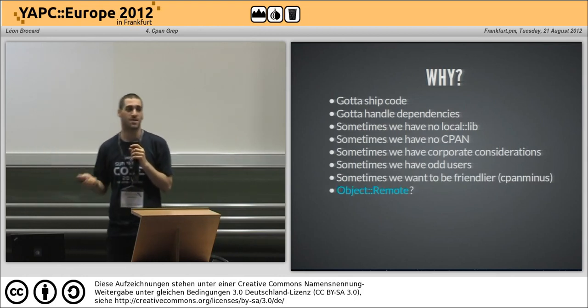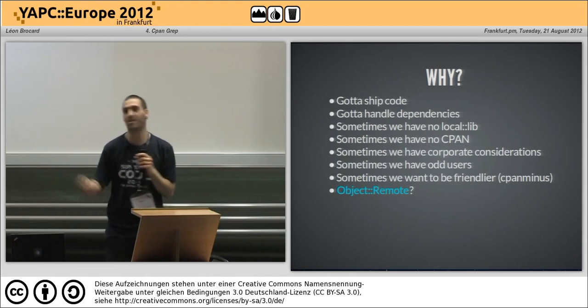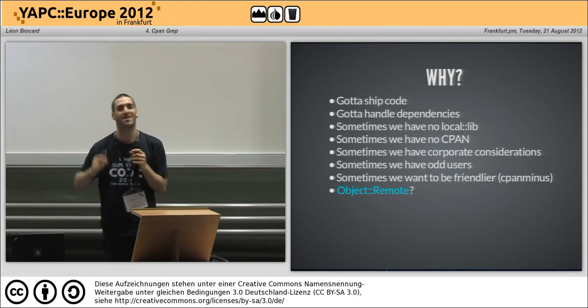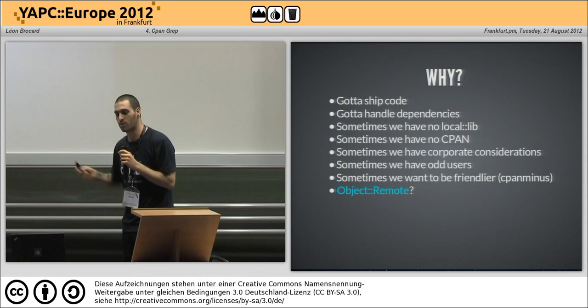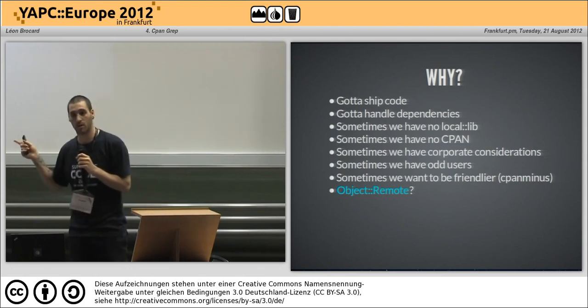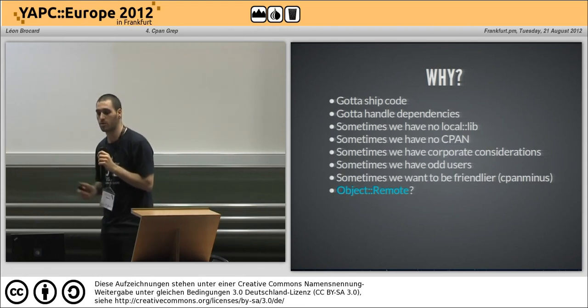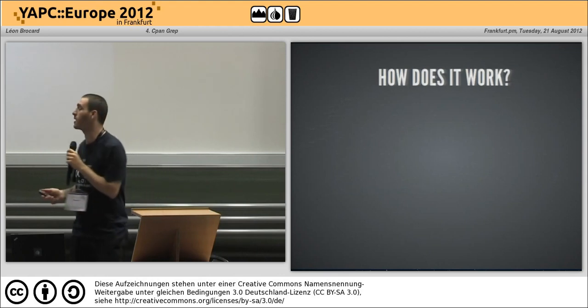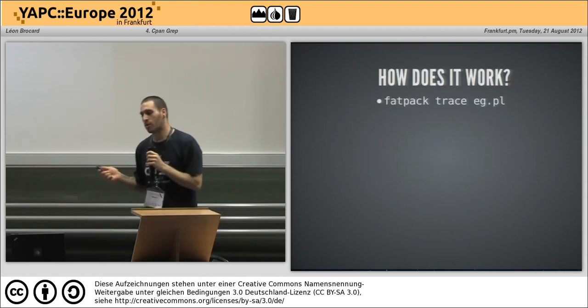Of course, Object::Remote is the actual reason the FatPacker was written for, and none of the above, or sort of all of the above. But Object::Remote is another reason I will not get into, and you should check it out on MetaCPAN. That's another good reason that's more complex to explain. And now, how does it work?